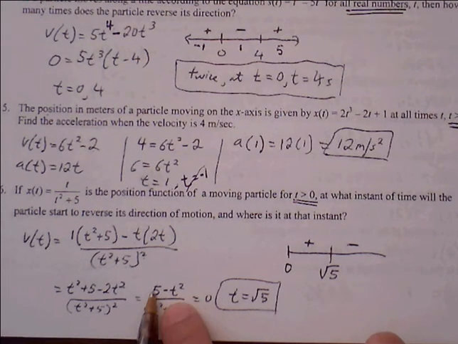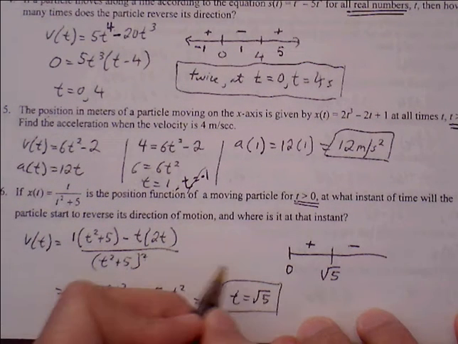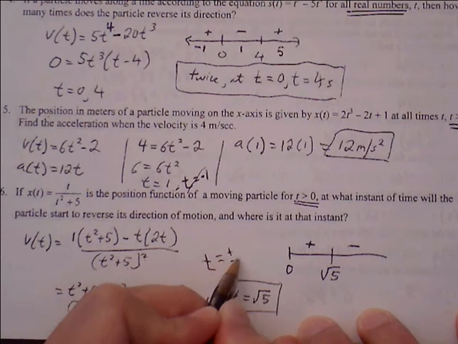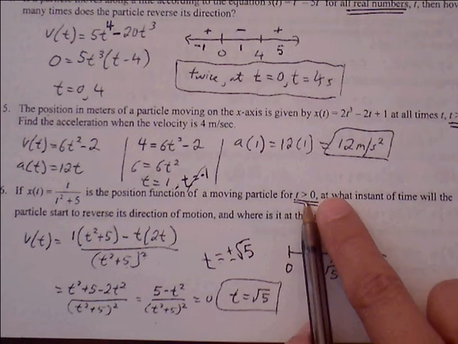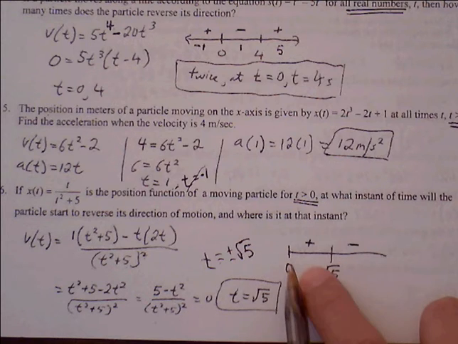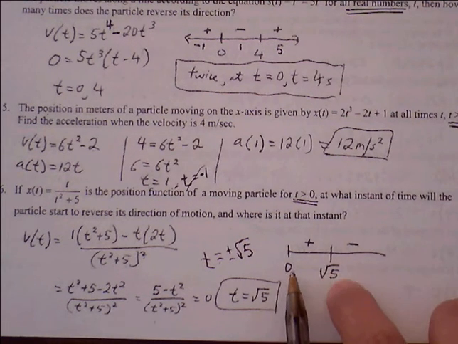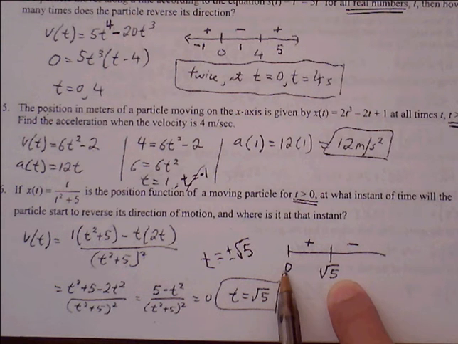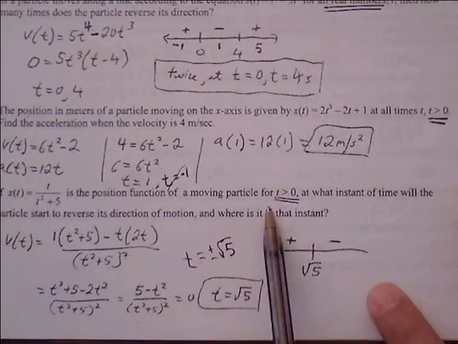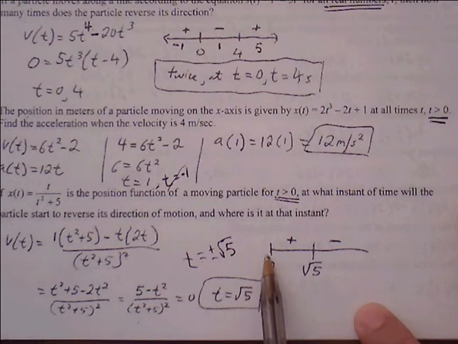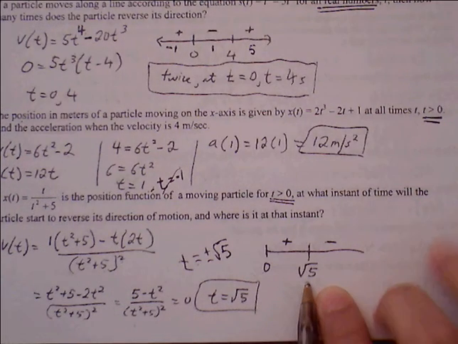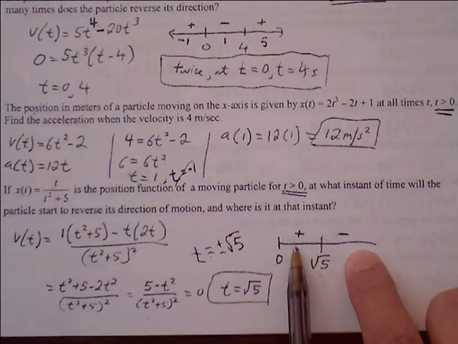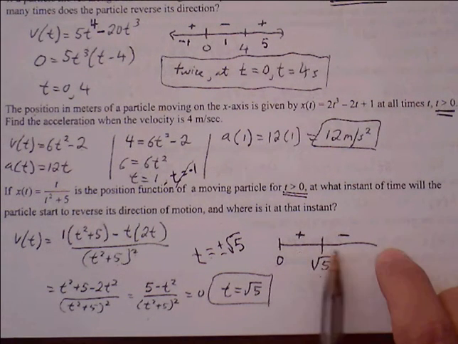So if we set 5 minus t squared equal to 0, we get t is equal to plus or minus square root of 5. However, negative square root of 5 is outside of our domain. So we're only concerned about values to the right of 0, so it'll only be root 5. I put a 0 here to indicate this is a starting point for our particle, since this is kind of a boundary for our particle. So now root 5 is a potential point where the particle reverses direction, but to confirm that we need to test the velocity to the left and to the right of root 5.